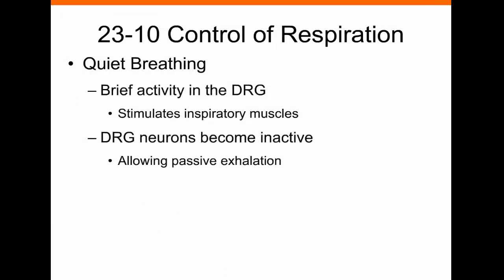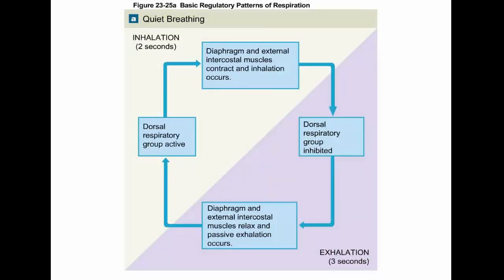So when we're breathing quietly, there is a brief activity in the dorsal respiratory group, and this stimulates the inspiratory muscles. Then the dorsal respiratory group becomes inactive and it allows passive exhalation. So this is occurring every time you breathe. If we look at this box diagram, with quiet breathing you have an inhalation that lasts for 2 seconds and an exhalation that lasts for 3 seconds.